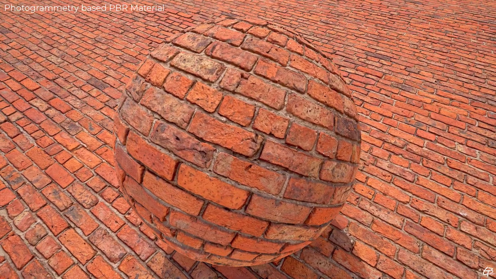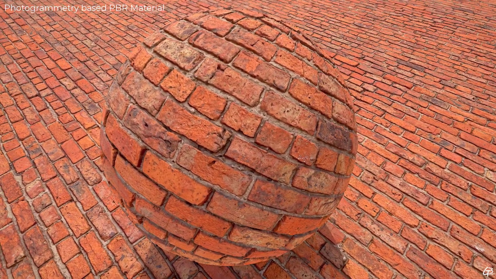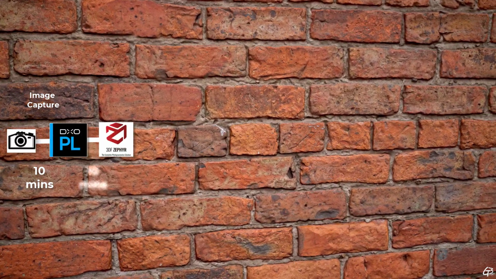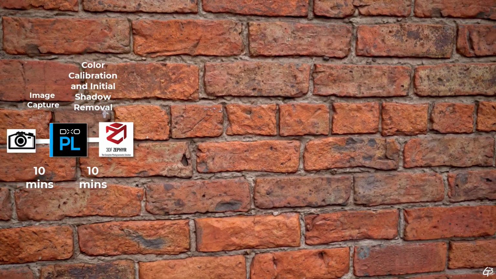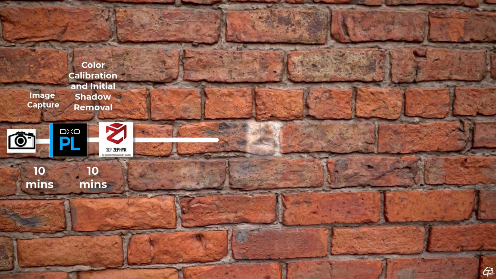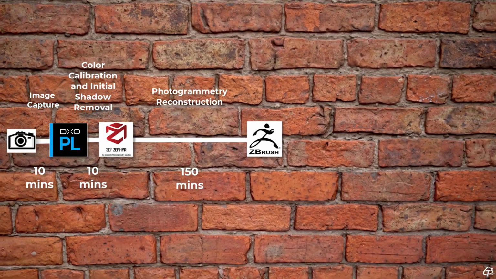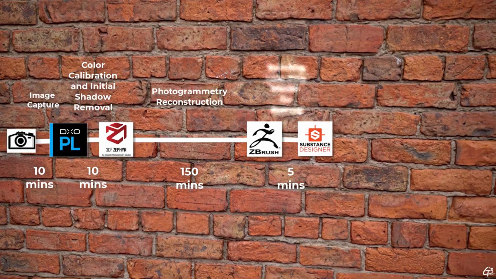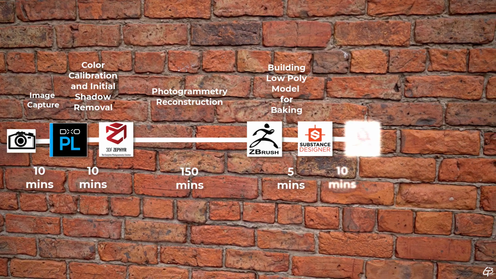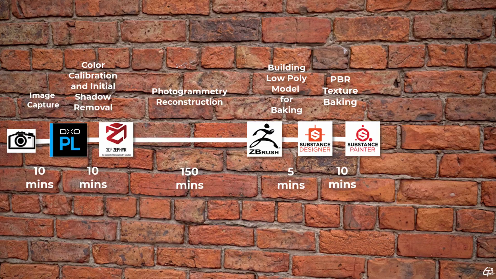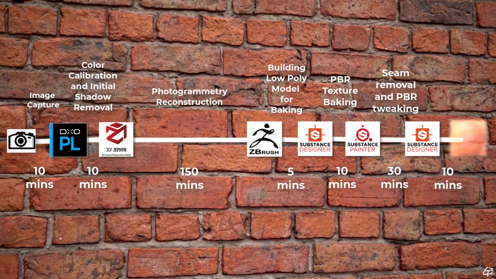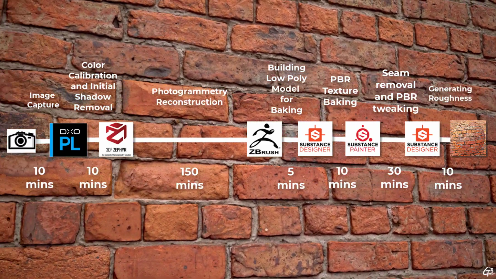This entire photogrammetry process took me about 3.5 hours. I spent 10 minutes to capture the surface with the camera, 10 minutes to tweak and process all raw images with the photo editing software, 150 minutes to photogrammetry reconstruction with the 3DF Zephyr, 5 minutes to build a low poly model using ZBrush, 10 minutes to bake 4 maps with the Substance Designer, 30 minutes to manually tile the texture in Substance Painter, and about 10 minutes to generate roughness map in Substance Designer.